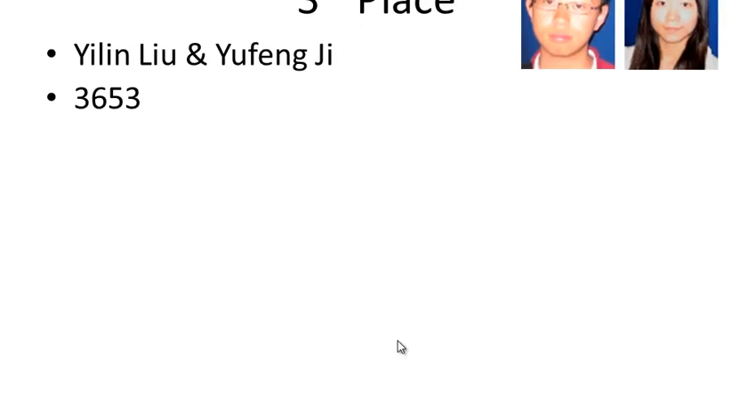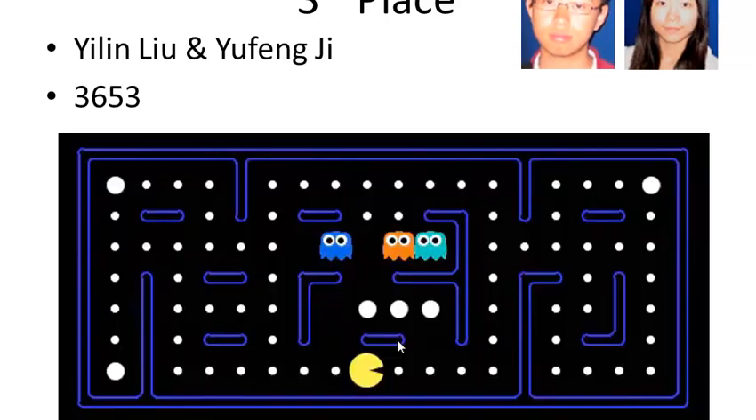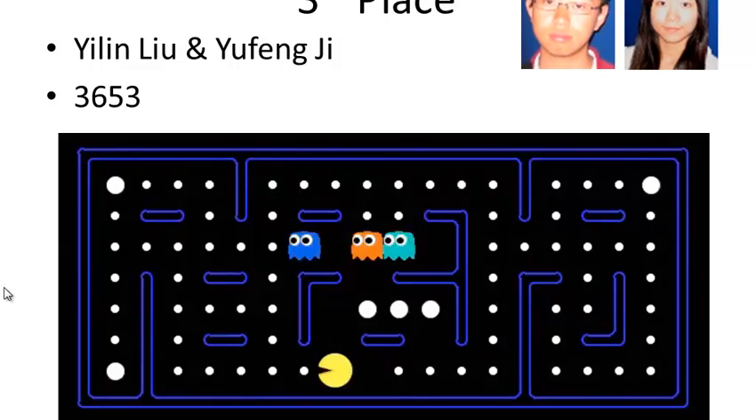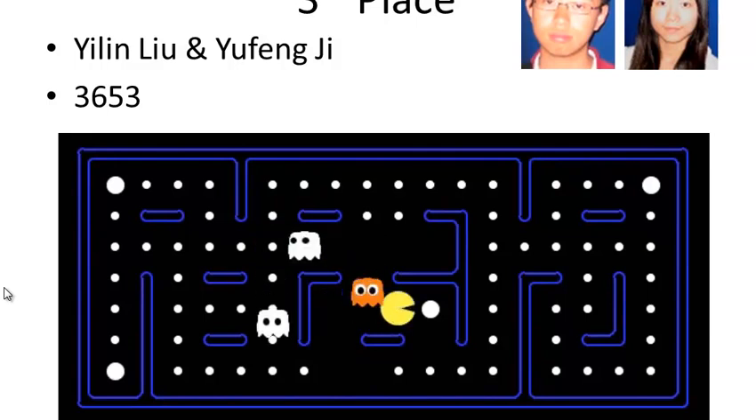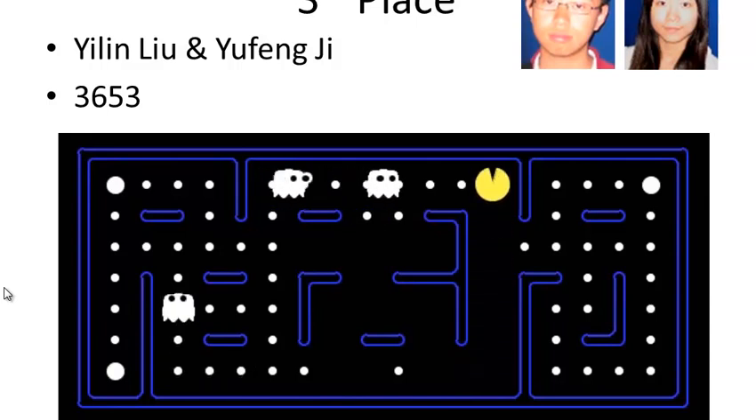Third place goes to Yilin Liu and Yufeng Ji. They here? $3,653. Their strategy was depth 2 minimax. The evaluation function has as features distance to the nearest ghost, capsules left, food left, and distance to the nearest food. Let's look at how that plays out. Very aggressive on these power pellets.